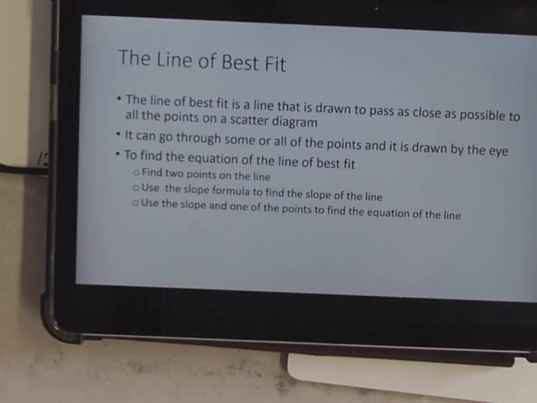So, the line of best fit is a line that is drawn to pass as close as possible to all the points on the scatter diagram. It can go through some or all of the points, right? And it is drawn by eye. That means all our answers are different. Then to find the equation of the line of best fit, find 2 points on the line, 2 new points if you haven't gone through 2 exact points. Use the slope formula to find the slope of the line, then use the slope and one of the points to find the equation of the line. Is that right? Okay, easy peasy.